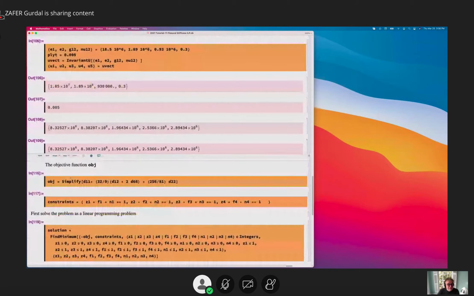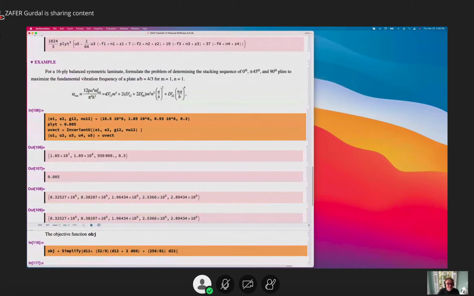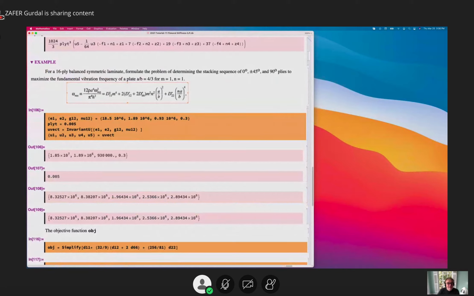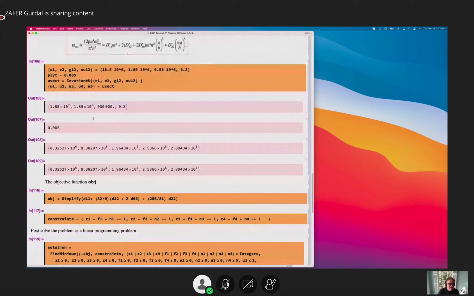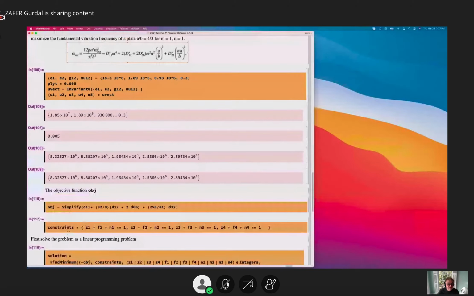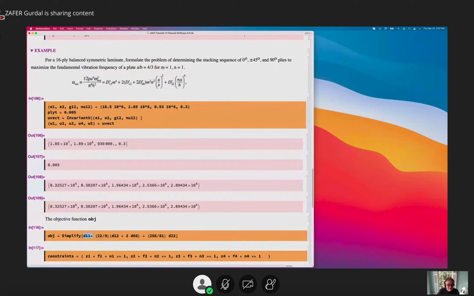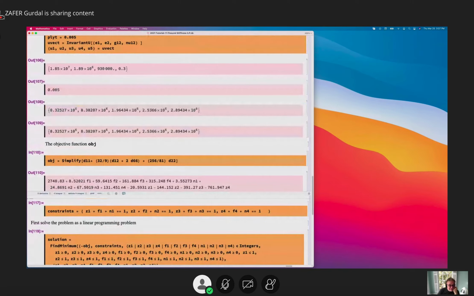They are all numbers. My objective function is to maximize this quantity. And I have D star, but the normalization of all the D's are the same, so it's a constant. And the optimum value of the objective function doesn't change if I remove the constant in front of it. So I make my objective function simply D11 plus D12 plus 2D66 times A over B squared, with M and N equals 1 and A over B equals 4 over 3. That's the aspect ratio of the plate that I'm working with. And D22. So this is my objective function, and it's completely linear in binary variables Z1 through Z4.